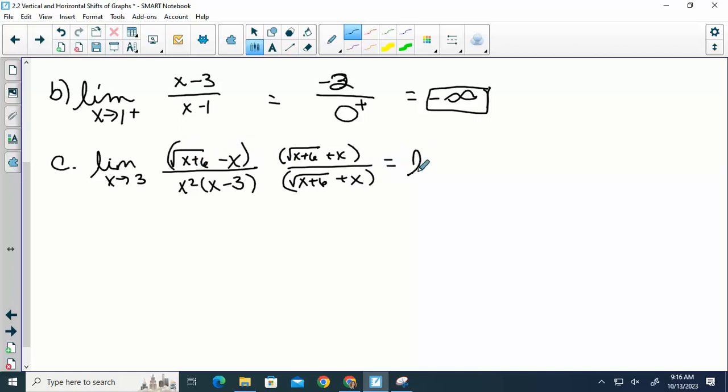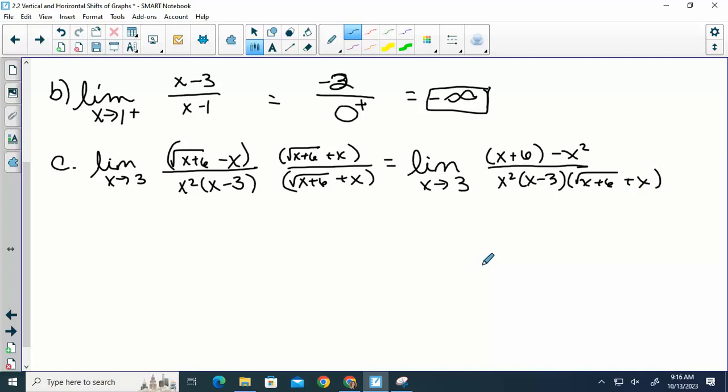So if I do that, we have the limit as we approach 3. Radical x plus 6 times radical x plus 6 just gives us x plus 6. Outside and inside cancel, so minus x. On the bottom I have an x squared, I have x minus 3, and the radical x plus 6 plus x. Okay, have I gotten rid of my problem yet?